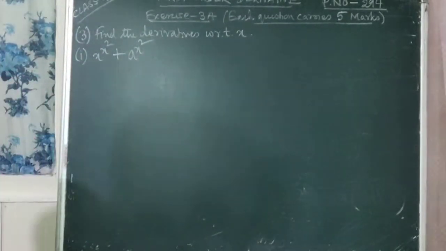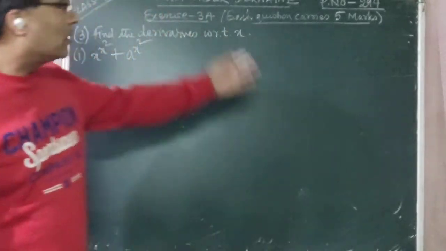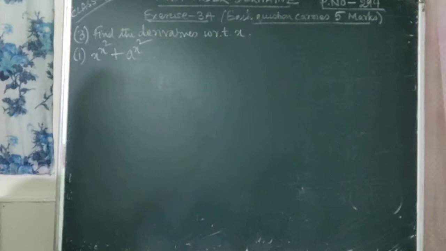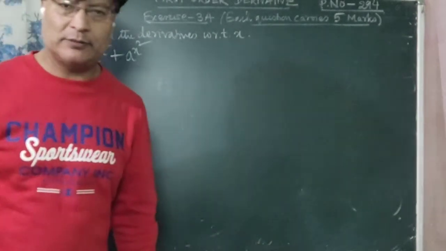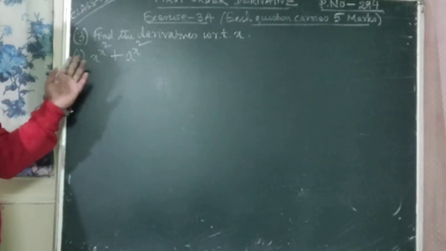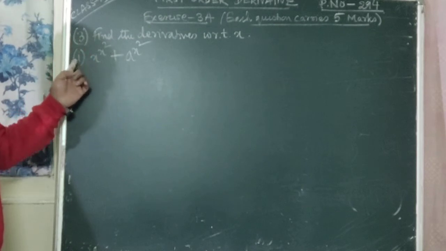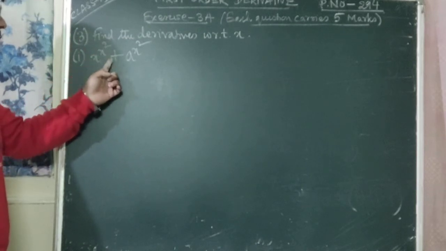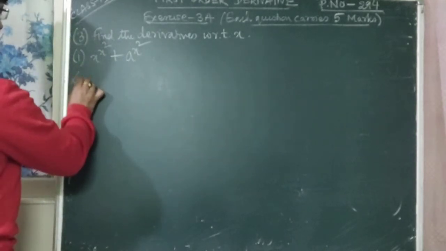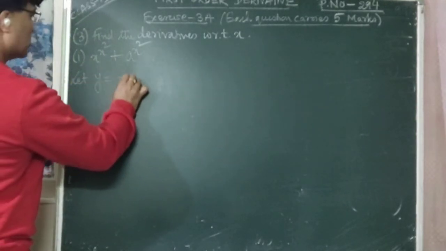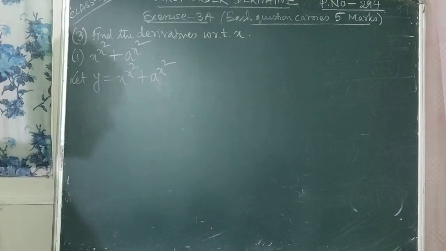So now we'll do the next question, that is each question carries 5 marks, page number 294, but this type of question you may get in 4 mark section. Okay, so there is another type of question now. Find the derivatives with respect to x, that is question number 3. Number 1 is x to the power x square plus a to the power x square. Let us assume it as y. So let y is equal to x to the power x square plus a to the power x square.